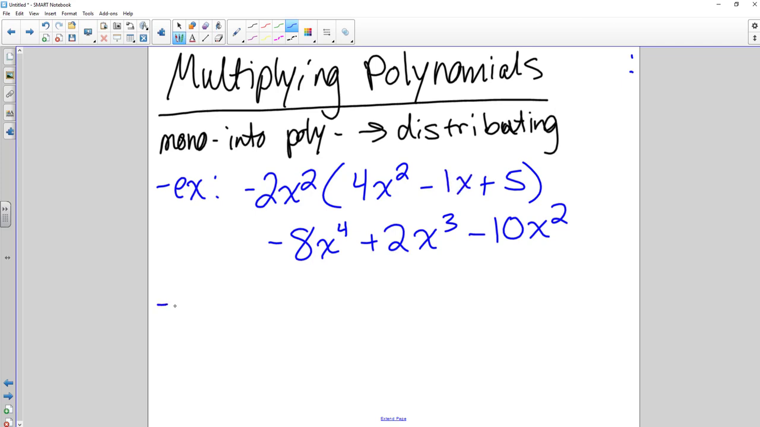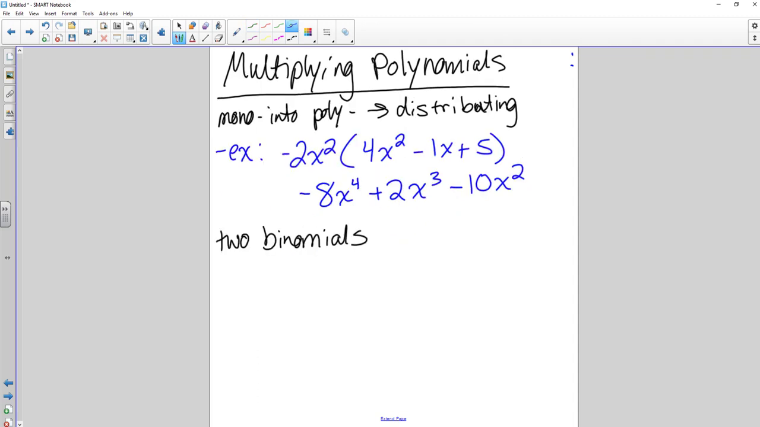There we go. Okay, the next type we're going to do is two binomials. And so first, I'm going to give a little trick for doing this. So how we do this is called FOIL. So this stands for first, outer, inner, and last. So what this means is we're going to multiply.